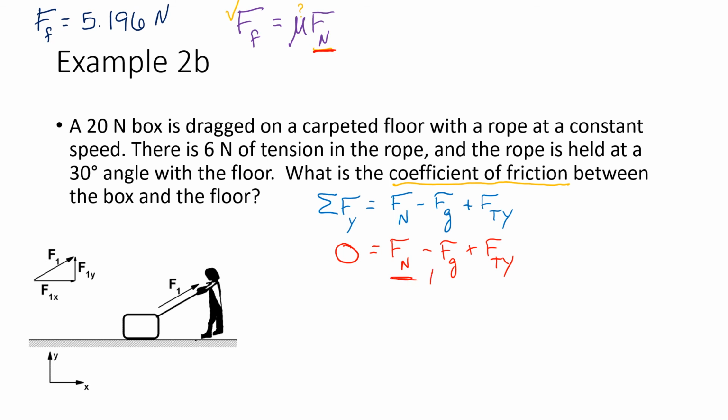So can we move all of these things, the force of gravity and the force of tension in the y direction, to the other side of our equation? Yeah. So we can have normal force equals force of gravity, which now becomes positive because we moved it to the other side, and force of tension becomes negative. So I moved it to the other side and then I flipped it around too. Like I did a flip-flop.